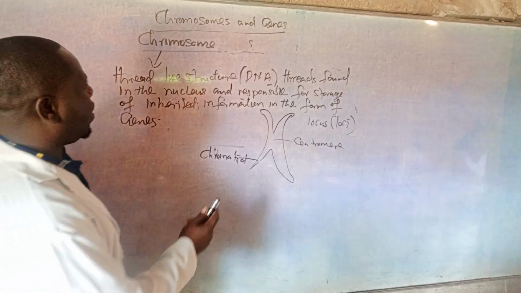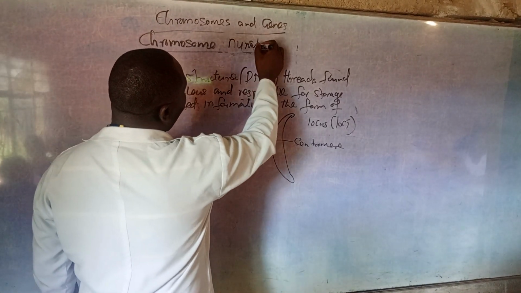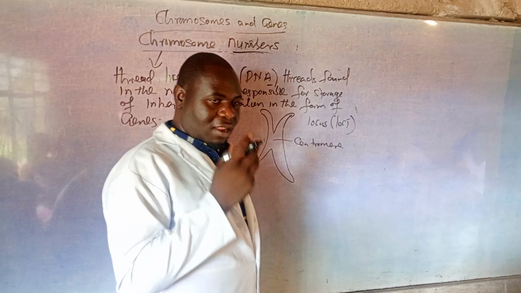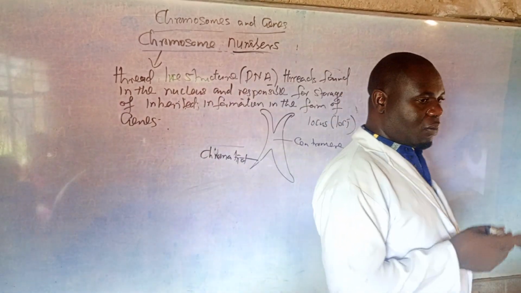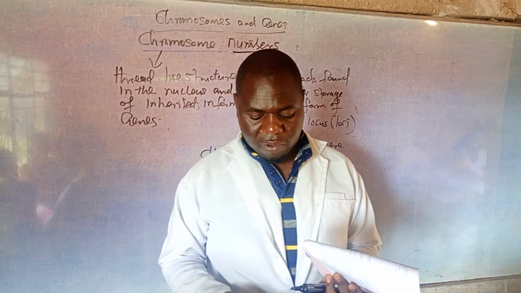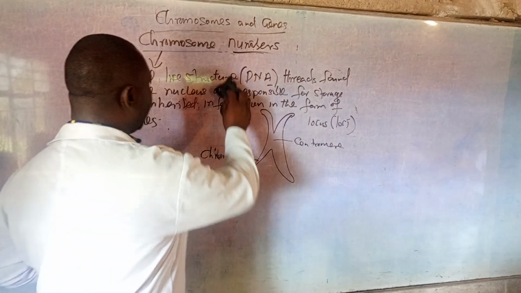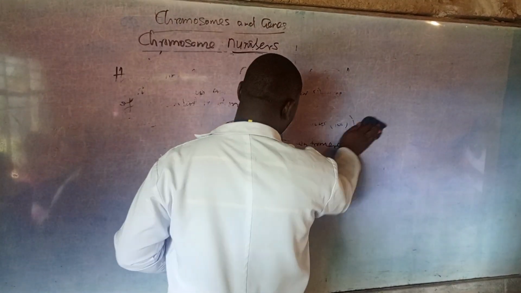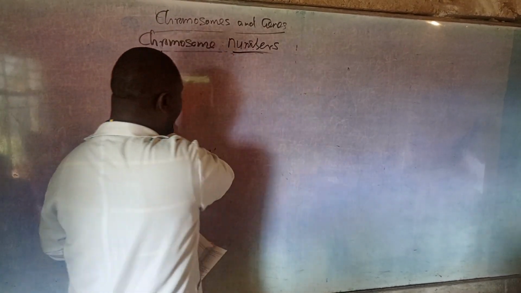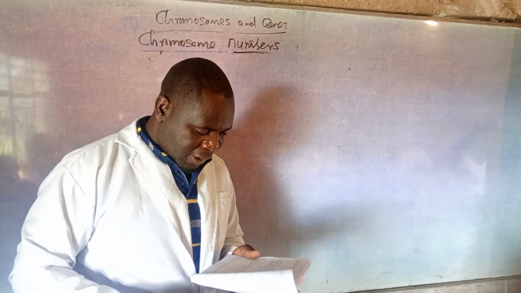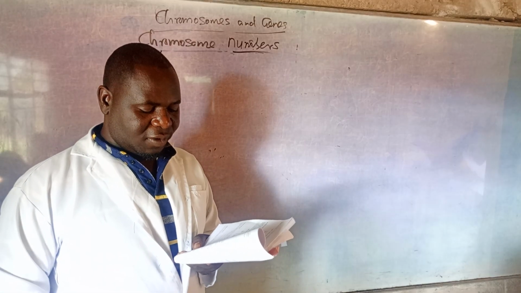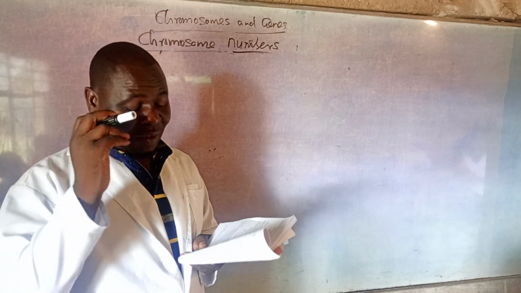So now we go to the chromosome number. Each organism has a specific number of chromosomes, right? For example, the human being, the total number of chromosomes is what? 46. Good, 46 chromosomes. So I'm saying that the number of chromosomes in each cell of a particular species of organisms is fixed.